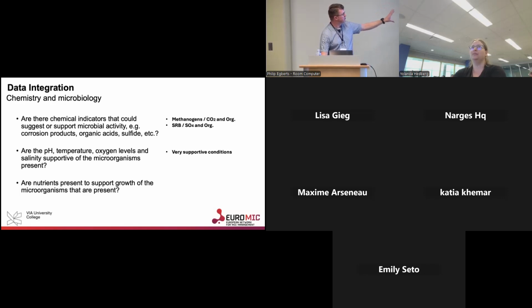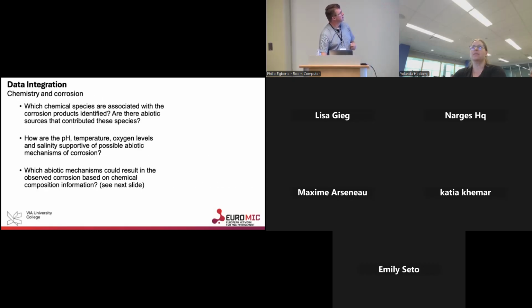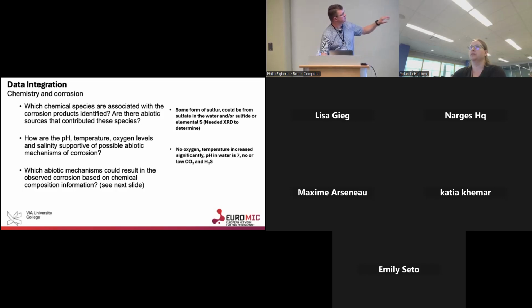Are some of these conditions supportive for microorganisms? Very supportive. Are nutrients present, indeed, from the water and the material? And we just go on. Which chemicals, so now it's the chemistry and the corrosion that we're trying to integrate. Which chemical species are associated with the corrosion products? Some form of sulfur, could be from sulfate in the water or sulfide. We need the XRD to determine. For this one, no oxygen, temperature indeed significant.